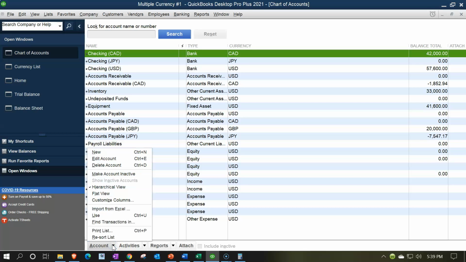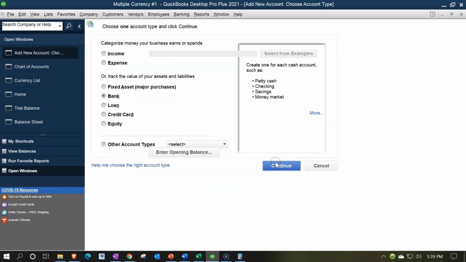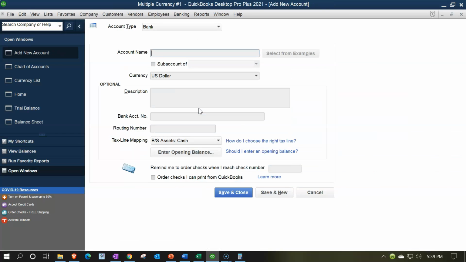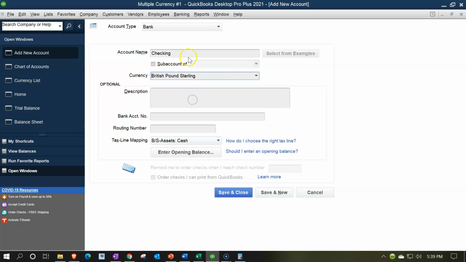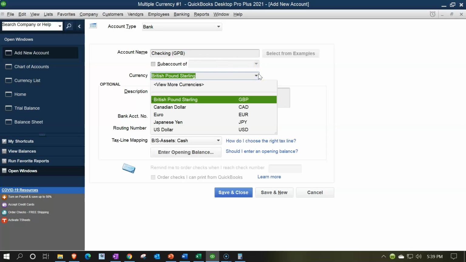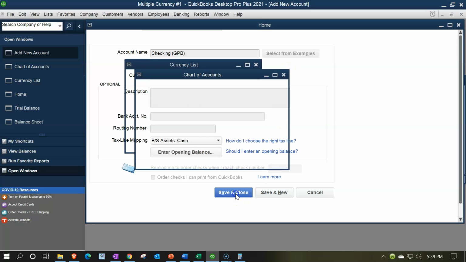So I'm going to go into the accounts, rise up. We're going to go then to the new account, and we want to see the bank account and continue. And I'm going to put this into a checking account, and I want it to be for the British pound sterling, which is going to be GBP. Clearly, of course it is, because this is the British pound sterling, so it's going to be GBP. So then I'm going to say save and close.